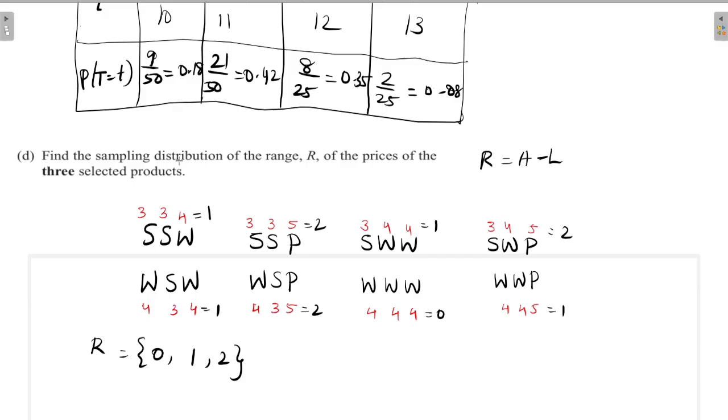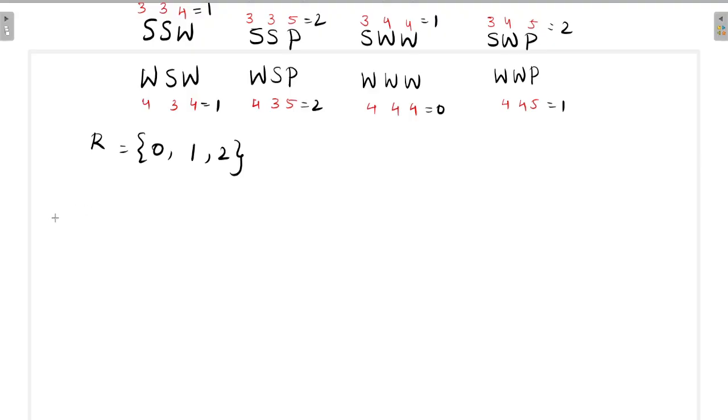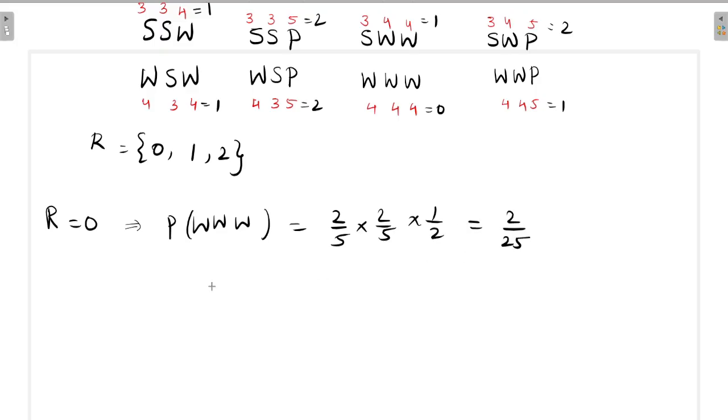Now we can find out the sampling distribution. So what are the possibilities? When R equal to 0, here the probability is WWW, which is equal to, here always the first two probabilities are from the supplier A, the third one is supplier B. So here 2 by 5 times 2 by 5 times 1 by 2, which is equal to 2 by 25.